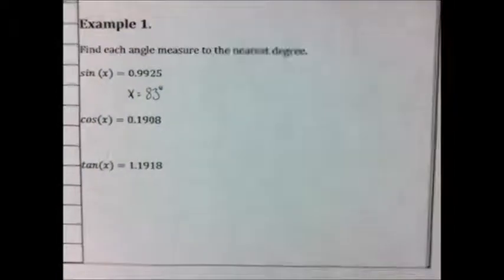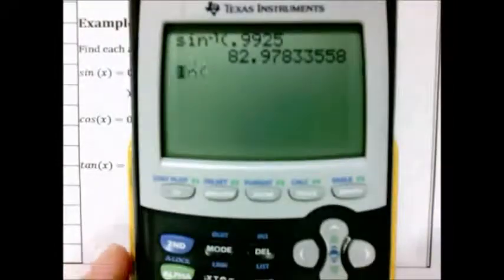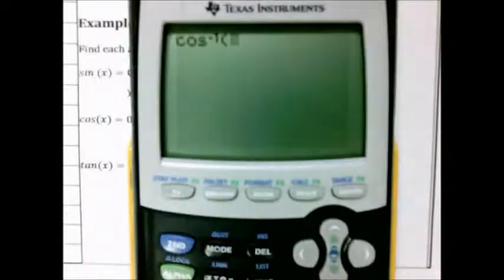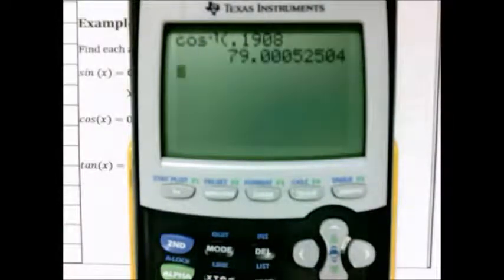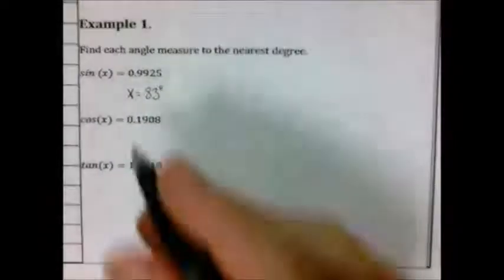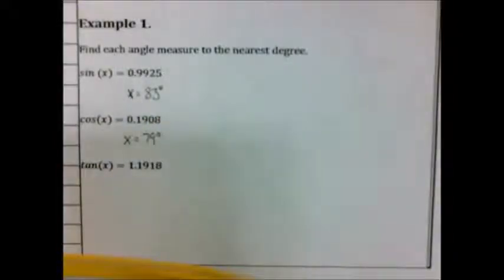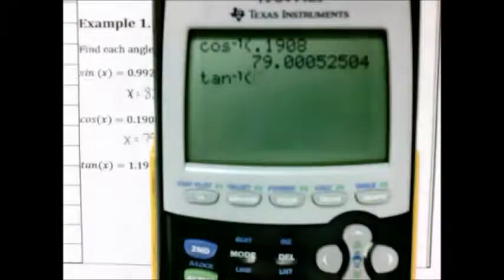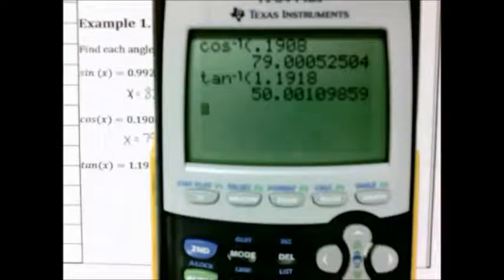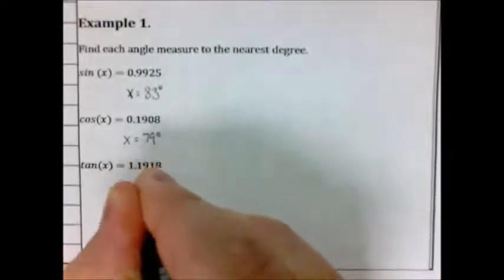Now we do the same thing for cosine of x equal to 0.1908. We just do the inverse cosine of 0.1908, press enter, and we get 79 degrees. So x is equal to 79 degrees. Same thing here with tangent. Do the inverse tangent of 1.1918, press enter, and we get 50 degrees. x is equal to 50 degrees.